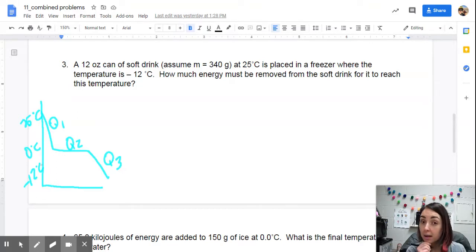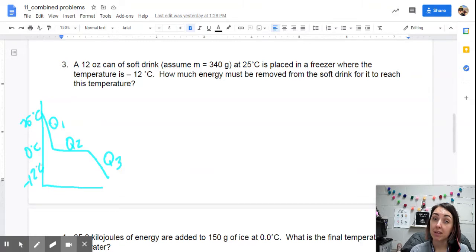I'm going to give you one tip. Watch your positives and negatives. In these cases, it's either going to be all positive or all negative. You're not going to have Q1 and Q2 be negative and Q3 be positive. That wouldn't make sense. It's either all endothermic or all exothermic. So if you have one odd one out, that's the wrong sign.